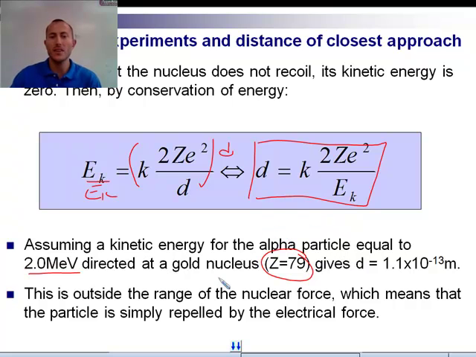This distance is outside the range of the nuclear force, which means that the particle is simply being repelled by the electrical force, the electrostatic force. So remember, our strong nuclear force acts only over very, very small distances, much smaller than that 10 to the negative 13th meters. So the only force that's being involved in this situation is that electrostatic force.